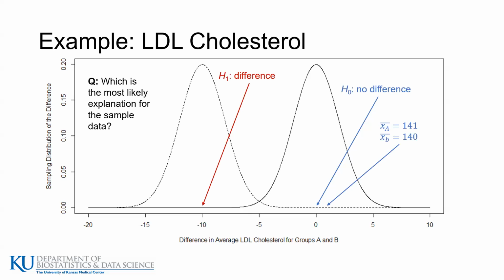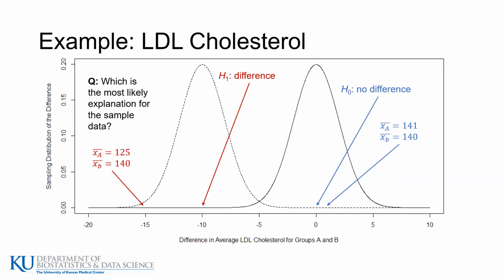So if we observe a scenario where the X bar for group A, or the sample mean for group A, is 141, and the sample mean for group B is 140, so the difference here would be a difference of 1. So we would expect that this probably comes from a population in which the null hypothesis is true, or that there's no difference between how the treatments affect LDL cholesterol.